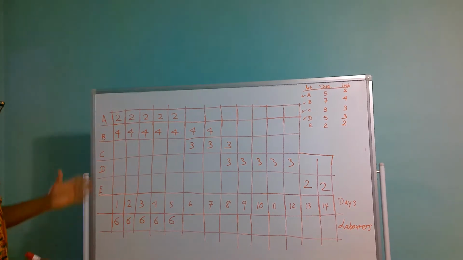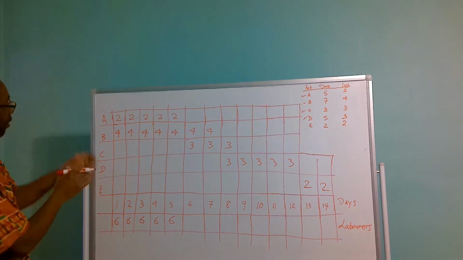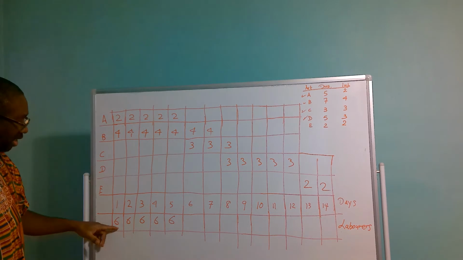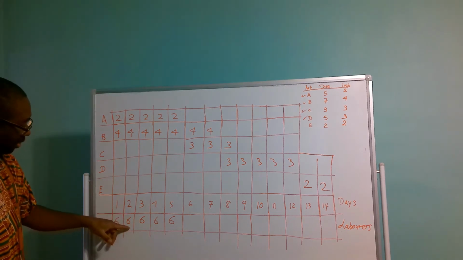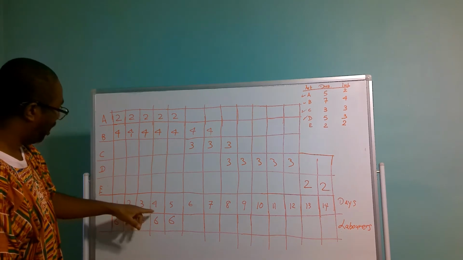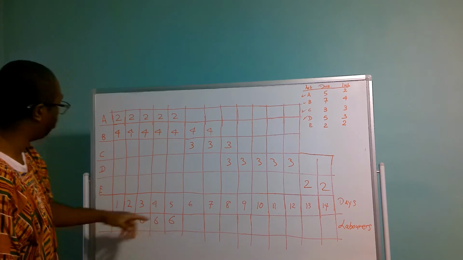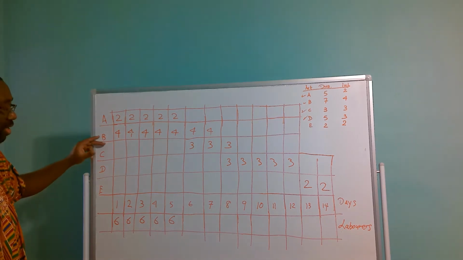So for activity A, for day 1, we're going to use 6 laborers. For day 2, we're going to use 6 laborers. For day 3, we're going to use 6 laborers. And for day 4, we're going to use 6 laborers. And for day 5, we're going to use 6 laborers to complete activity A and activity B.